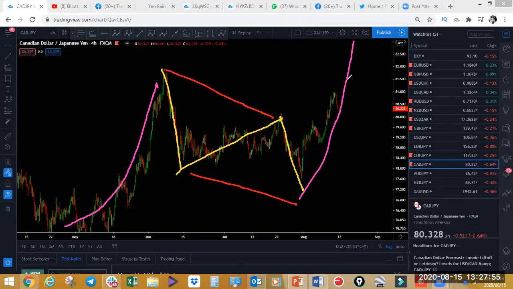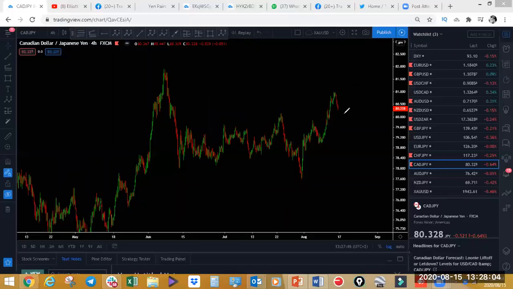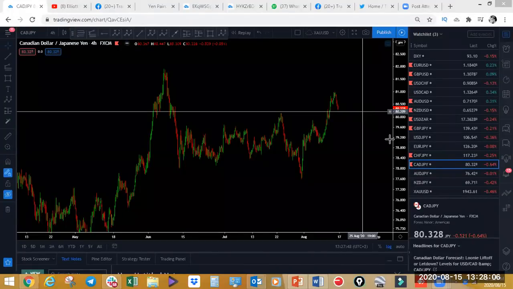So the trend to the upside is still intact. We can see this pullback doesn't mean anything. It's just a candle to the downside. So we're still expecting further upside provided the indicator confirms as such.